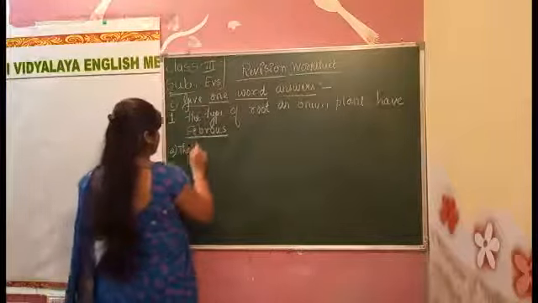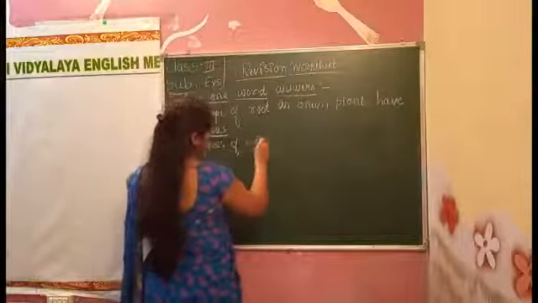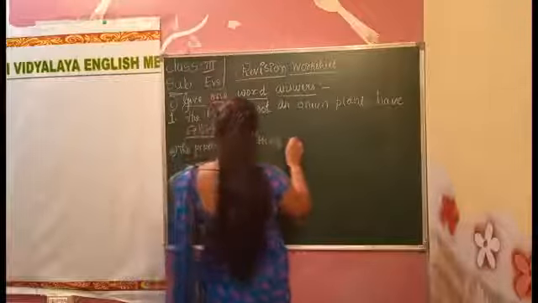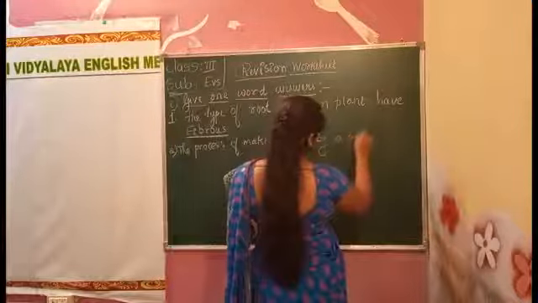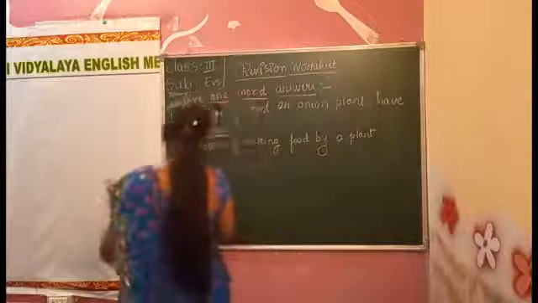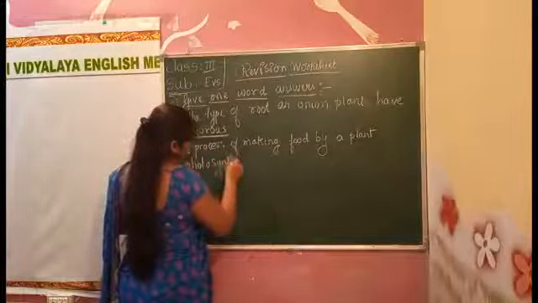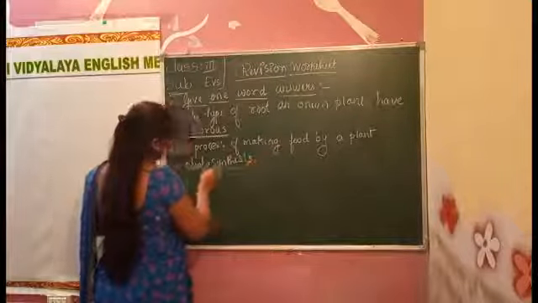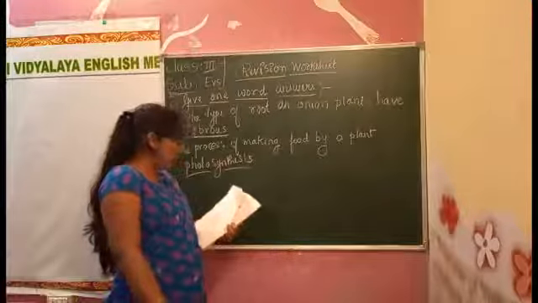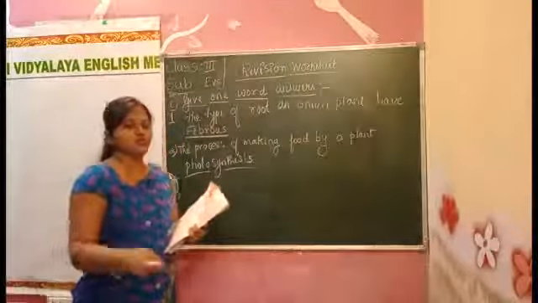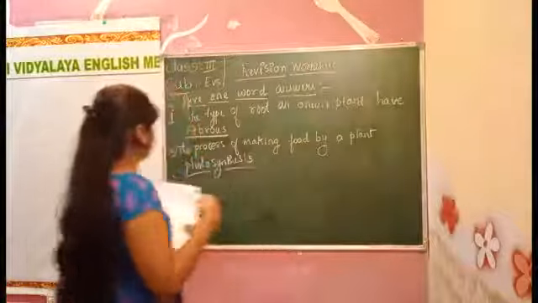The process of making food by plant is called photosynthesis. Third one, the part of the plant which grows into fruit. A part of a plant which grows into fruit, that is called a flower. After the flower we get what? Fruits.